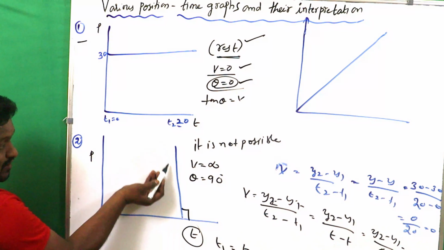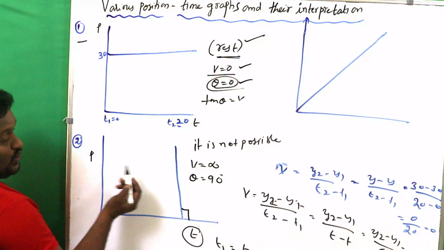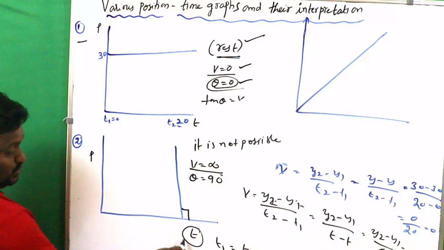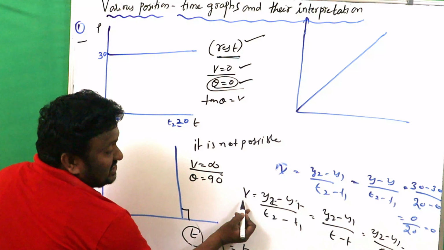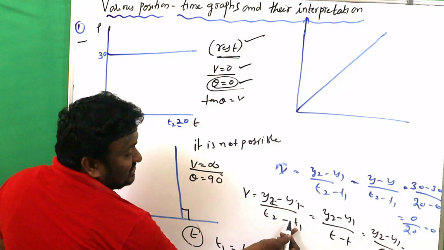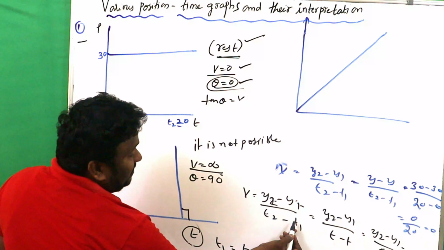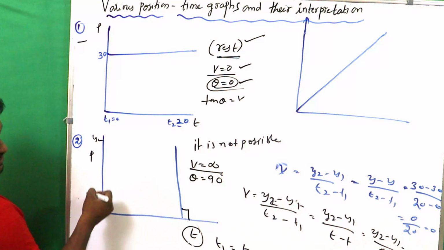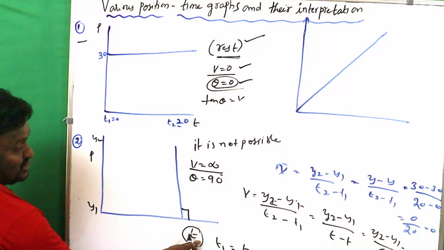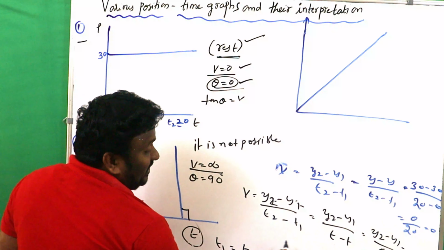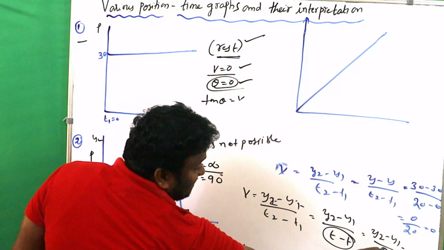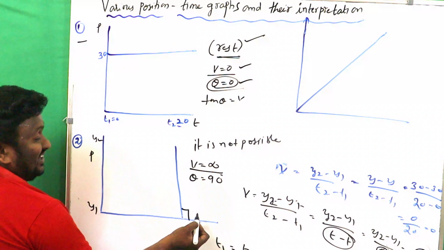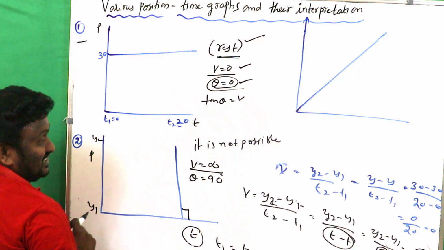When the line in the given graph is parallel to the y-axis, the velocity is infinity. Why? Because there is no change in time. What we know, velocity is equal to (y2 minus y1) by (t2 minus t1). So maybe this is the y1 value and this is the y2 value. There is some change in position but there is no change in time. Then obviously same time means 0, and we get that velocity is infinity. But practically it is not possible, children, you have to understand that.